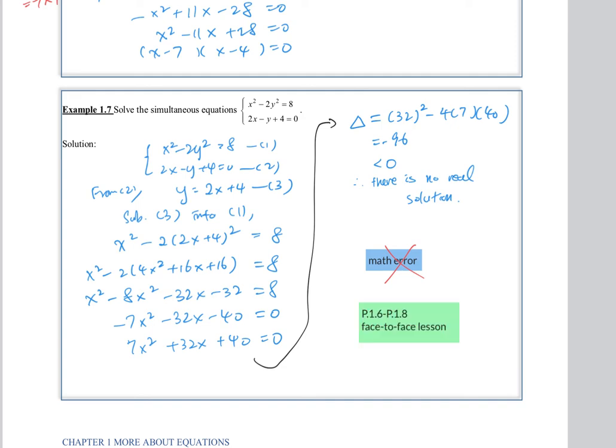For page 1.6 to page 1.8, which cover a little more about solving simultaneous equations, they will be discussed in the face-to-face lesson.